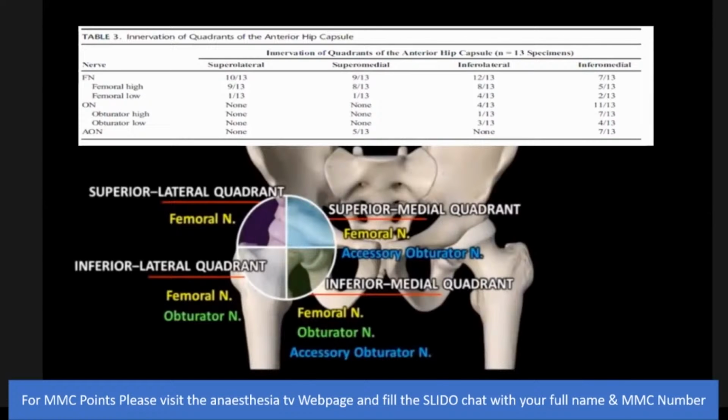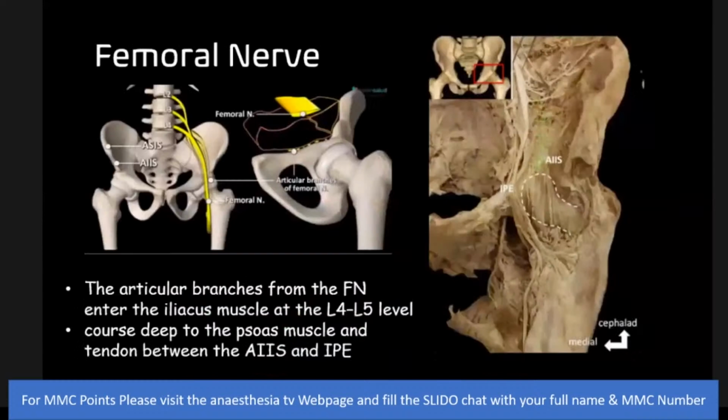There are 3 main nerves which give articular branches to the anterior hip capsule, as you know. If you see this picture, the femoral nerve gives articular branches to all the 4 quadrants. The accessory obturator nerve supplies both the medial quadrants, and the obturator nerve innervates both the inferior quadrants.